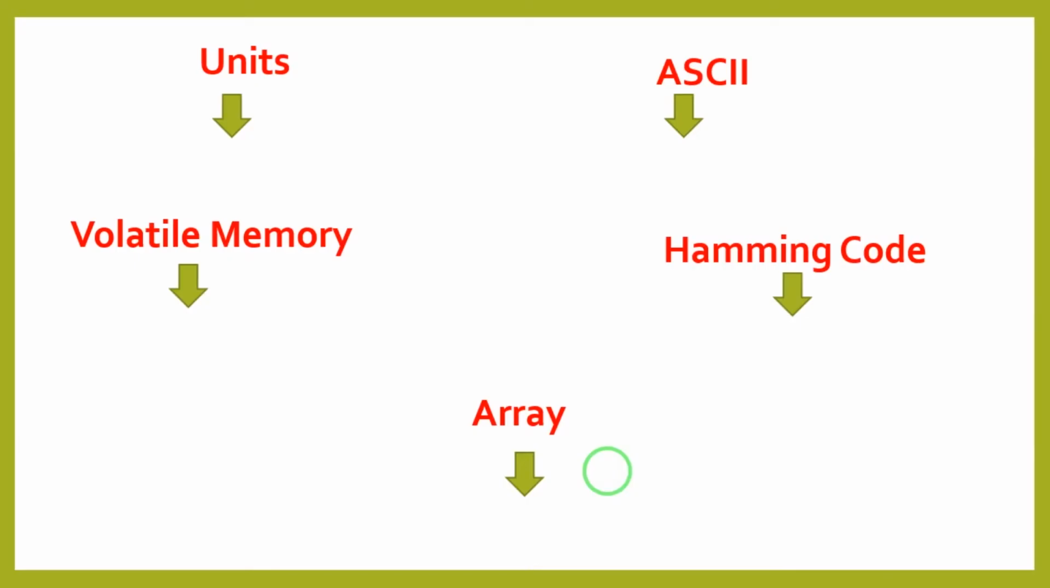Let us start. Units in computers. As you all know, when we use data, the units are byte, kilobyte, megabyte, gigabyte, terabyte and petabyte. 1 KB is equal to 1024 bytes, 1 megabyte or 1 MB is equal to 1024 KB, 1 gigabyte is equal to 1024 MB, 1 terabyte is equal to 1024 GB, and 1 petabyte is equal to 1024 terabytes.